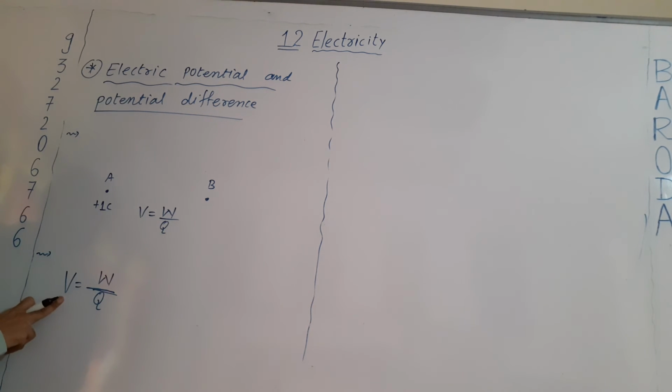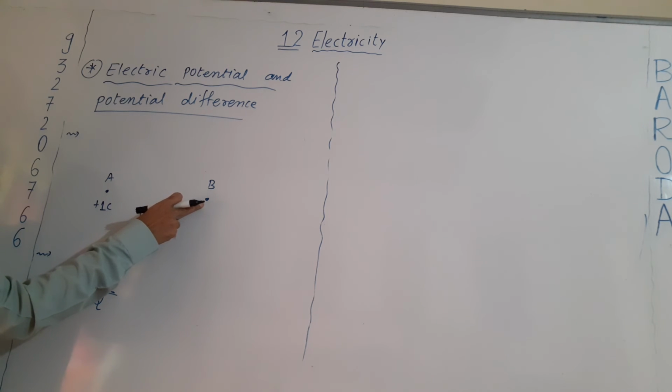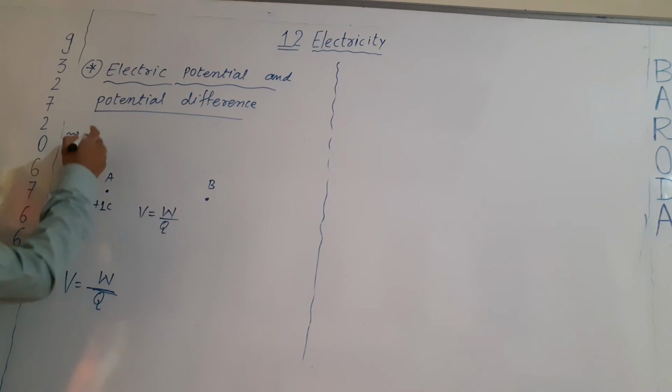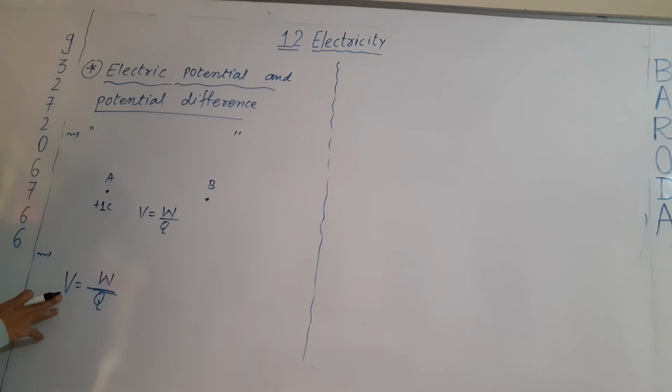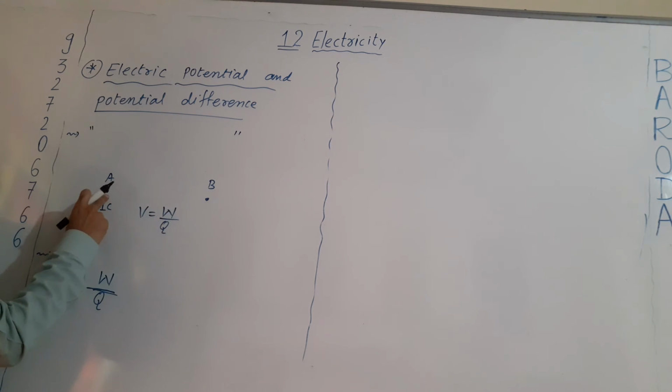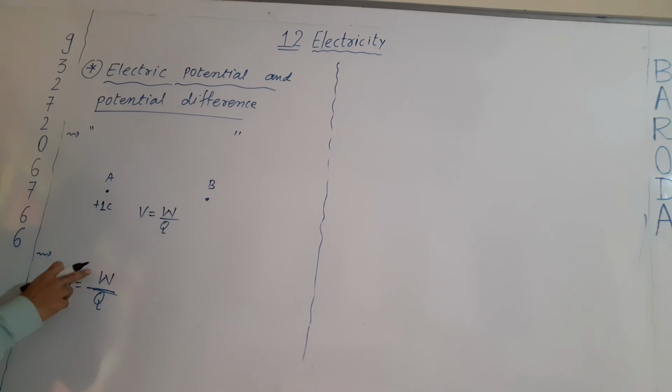So what is potential difference? Work done per unit positive electric charge to move it from one point to another point is called the potential difference between these points. So potential difference V equals W by Q. So we will first write the definition of potential difference. Work done per unit positive electric charge to move it from one point to another point is called potential difference between the 2 points. V equals W by Q.